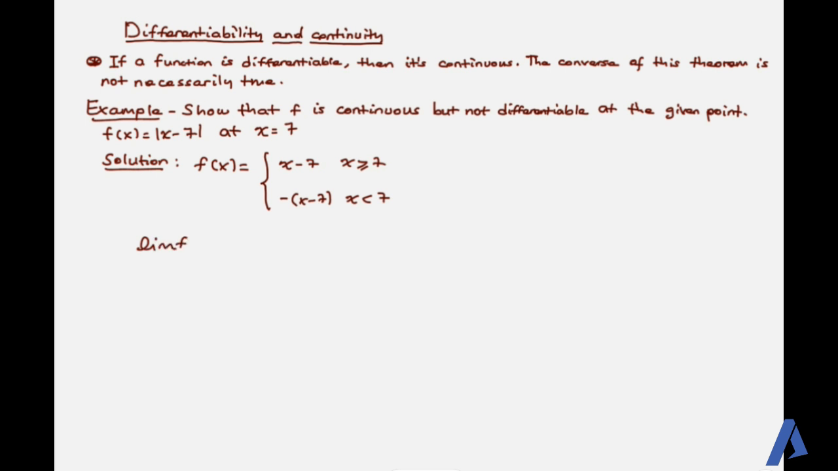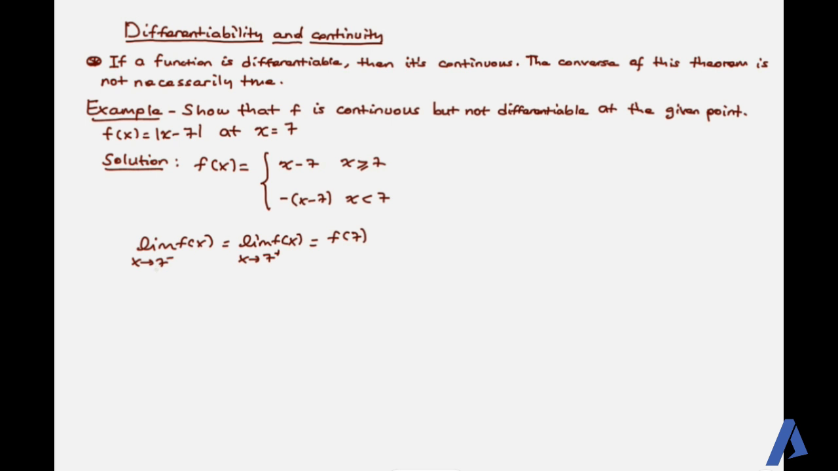The limit of f of x as x approaches 7 from the left should be equal to the limit of f of x as x approaches 7 from the right, and this should be equal to f of 7.